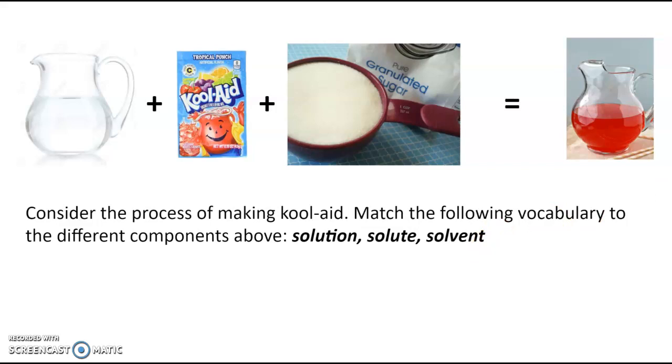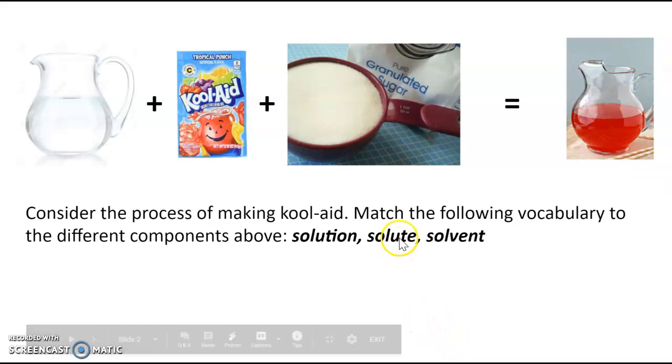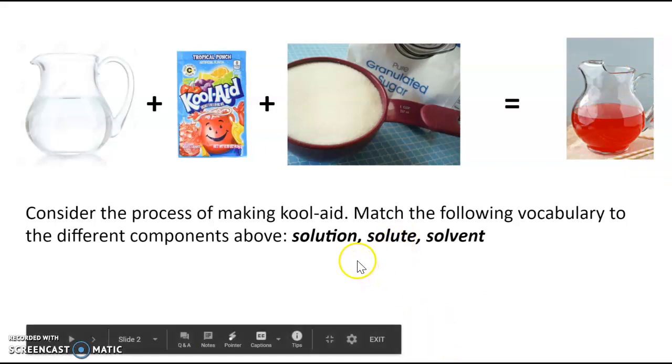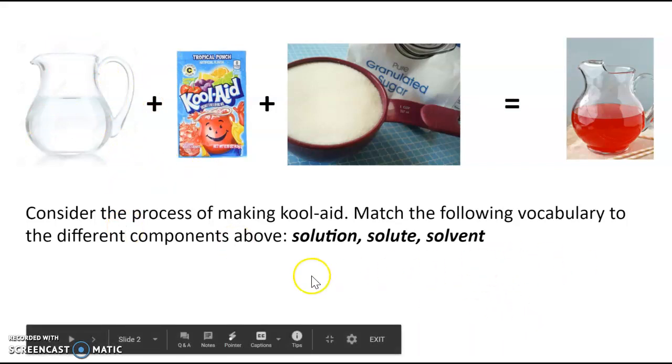Considering this really simple solution, we want to think about some of the basic vocabulary for solution chemistry. Solution, solute, and solvent. So the solution is the final product. So this red Kool-Aid over on the right, that is the solution. The solute is what gets dissolved. So the Kool-Aid pouch and the sugar, that's the solute. And then last, we have the solvent, which in this case is water. And it's often water in many cases, especially in this class.